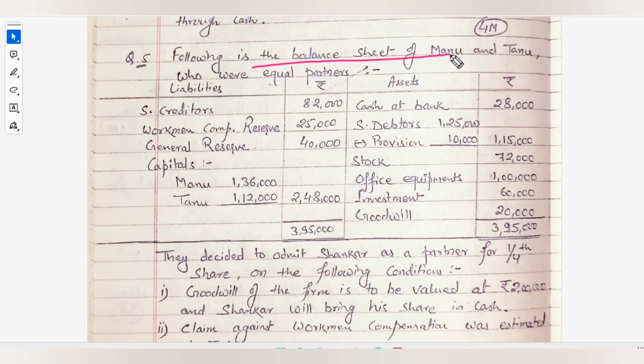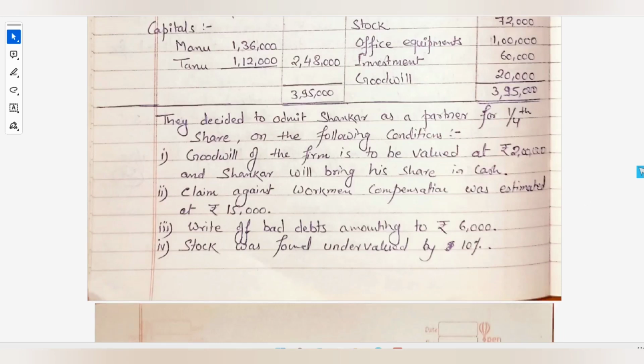Following is the balance sheet of Manu and Tanu, who were equal partners. A balance sheet is there: liability side, creditors, workman compensation reserve, general reserve, capitals. Asset side, bank balance, debtors, provision, stock, office equipment, investment, and goodwill. Now, below the balance sheet, a few adjustments have been written.